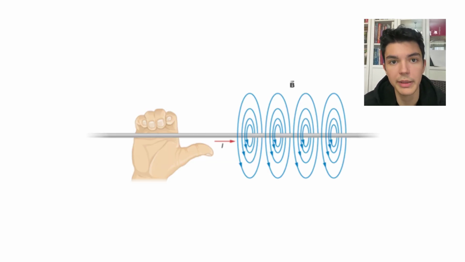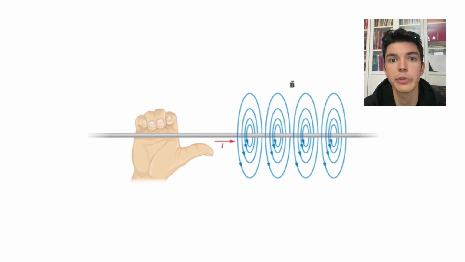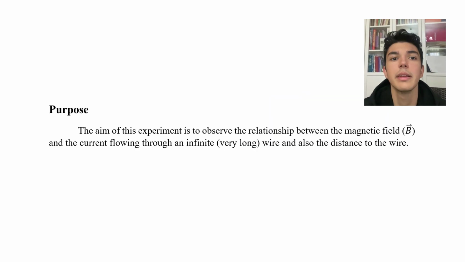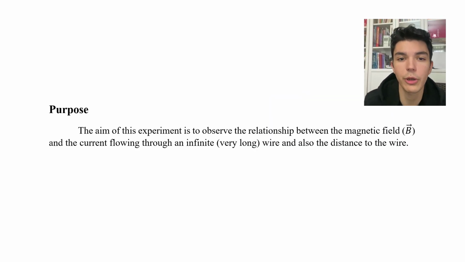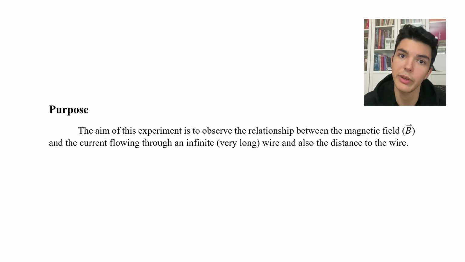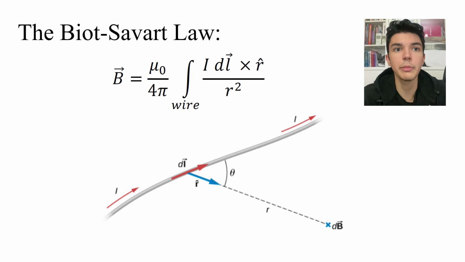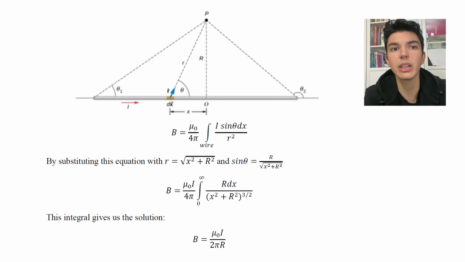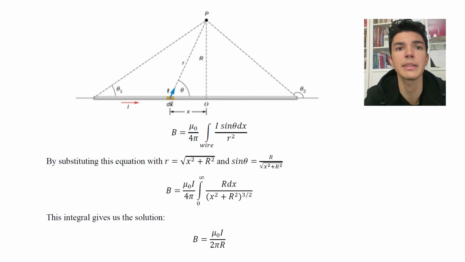Due to electromagnetism, a current in a wire produces a magnetic field around the wire. The aim of this experiment is to observe the relationship between the magnetic field and the current flowing through a very long wire and also the distance to the wire. To calculate the magnetic field around the very long wire, the Biot-Savart law can be used. The very long wire can be likened to an infinite wire, so the magnitude of the magnetic field around the wire is given as this expression.